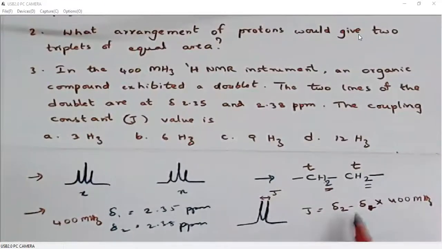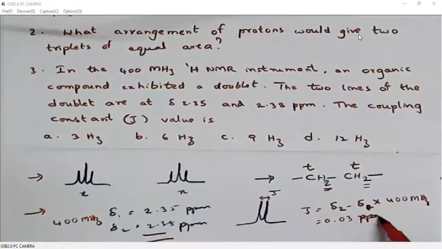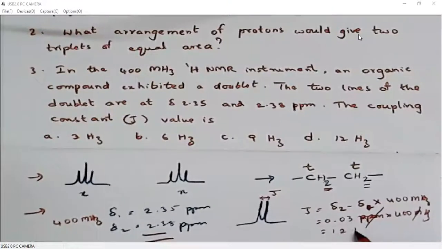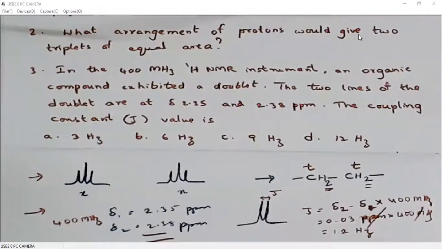Highest value, the chemical shift difference multiplied by instrument frequency. So the difference between chemical shifts is 0.38 minus 0.35, which is 0.03 ppm, and the instrument is 400 megahertz. So ppm and mega will get cancelled. 3 into 4, nothing but 12 hertz. So this is how we will calculate the coupling constant when the delta values are given.